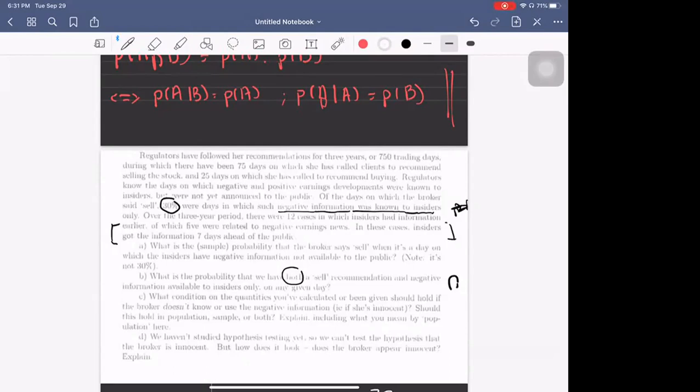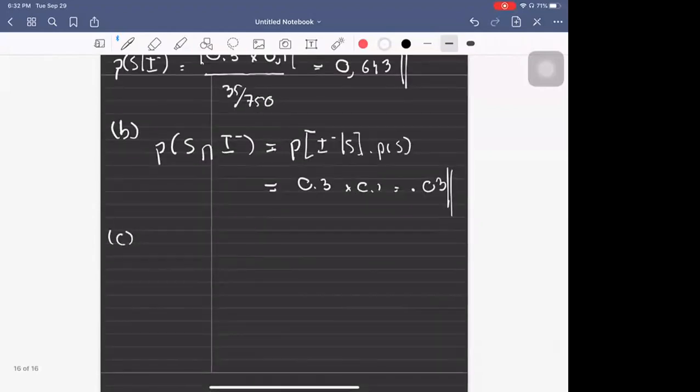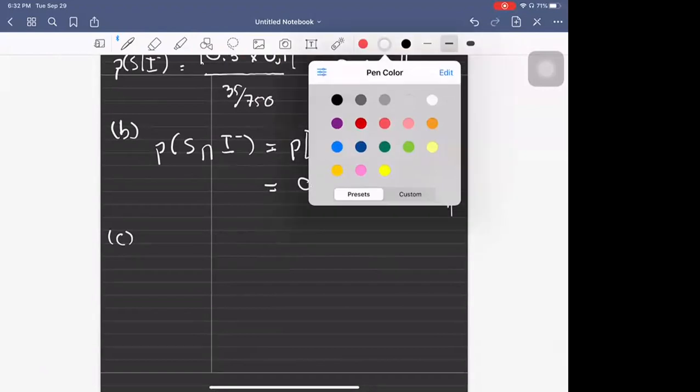Yeah, so we're looking at the fact that there's an independence between the fact that she says sell to the client and the event that the insiders knew about the negative news in advance. If they're actually dependent, if every time insiders knew that you had to sell the stock, the broker said to my client, you should now sell, well, that becomes very suspicious. That would mean that both events are dependent, and that maybe the broker is cheating and knows about the information in advance from the insiders.